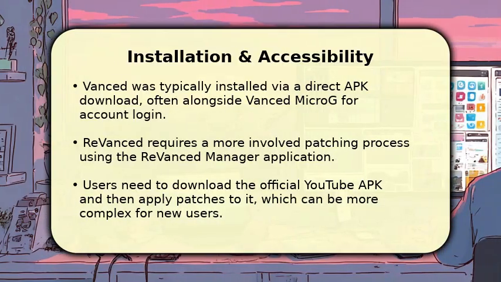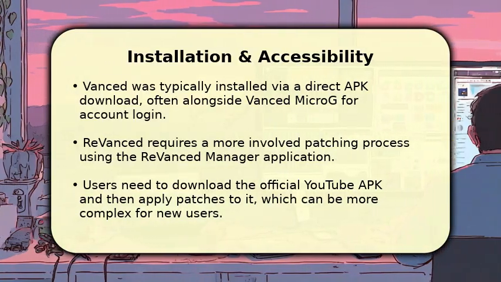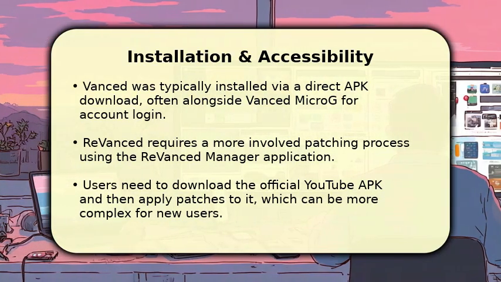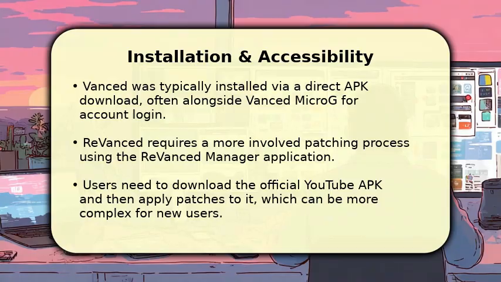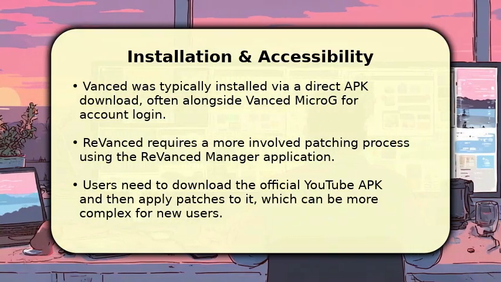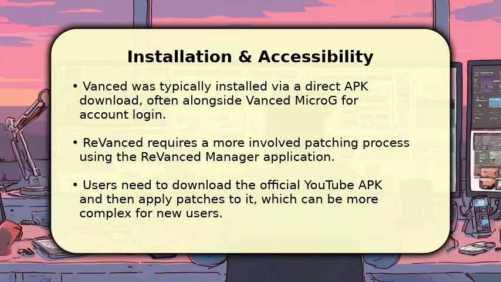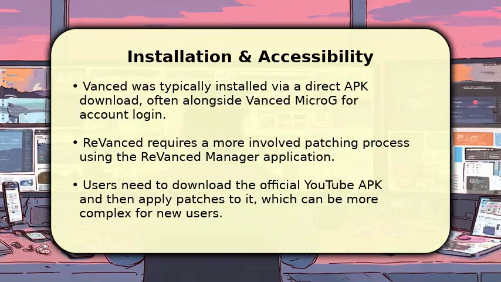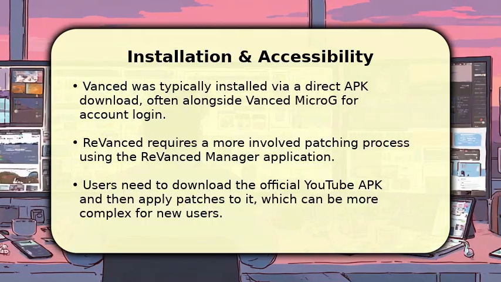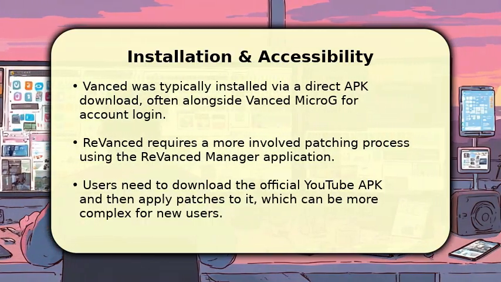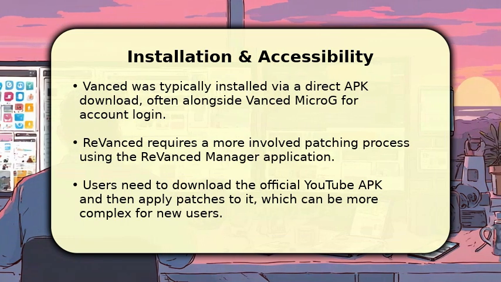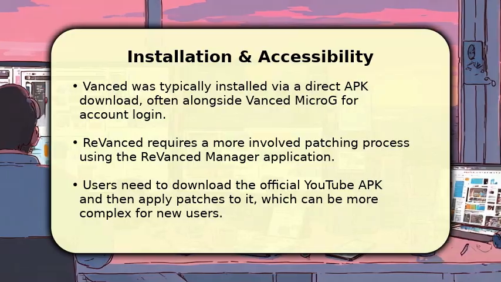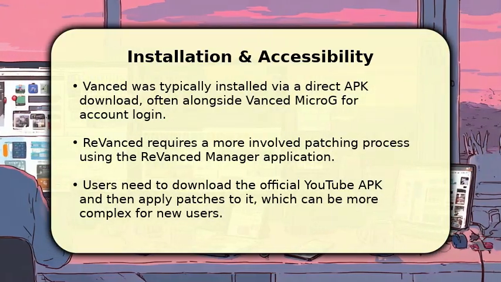Installing these applications presents a notable difference. Vanced offered a straightforward installation, usually just downloading an APK file and Vanced Micro G. ReVanced, however, requires a more hands-on approach. You'll need to use the ReVanced Manager to patch a clean, official YouTube APK. This process, while slightly more technical, grants greater flexibility and ensures the project's longevity. It allows the community to adapt to changes in the official YouTube application, keeping the features working seamlessly.